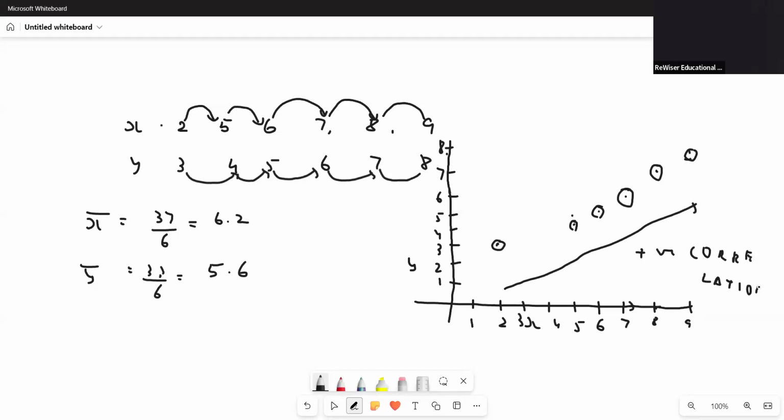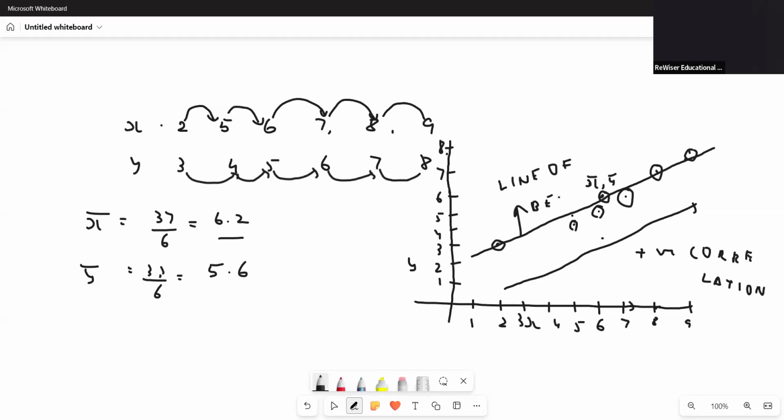Now, in this part, we have to plot the mean, which is x as 6.2 and y as 5.6. The x value 6.2 should be somewhere here, and the y value 5.6 should be somewhere here. So 6.2 and 5.6 is the mean point, the point (x bar, y bar). Now if I draw a line which passes through the mean and touches these points, this line is called the line of best fit.